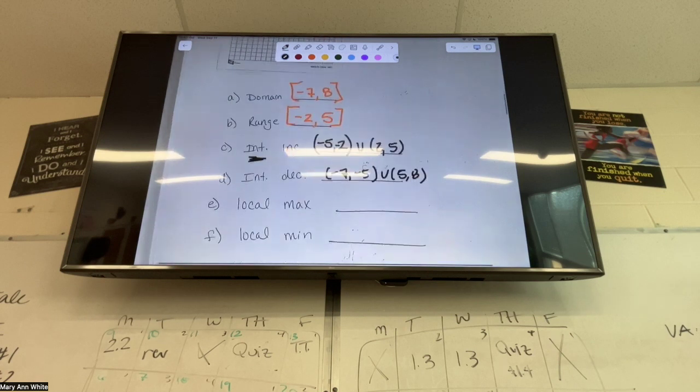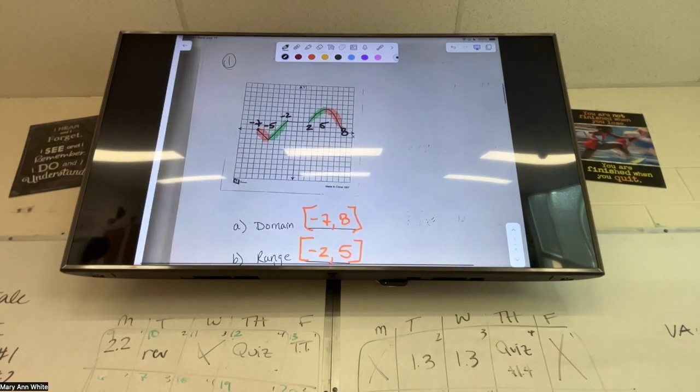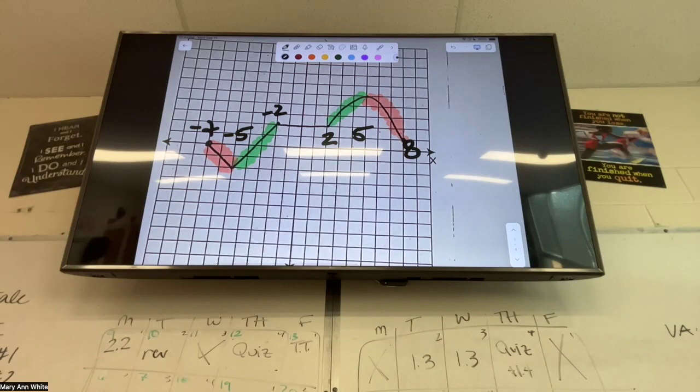All right, and then last, I've got local max and local min. What's the highest point that you see on this graph? Five. Do you see any other points that are high compared to the points around them? I can think of one more.